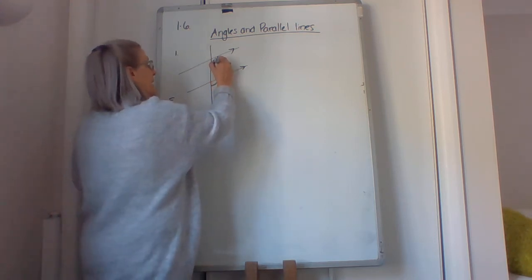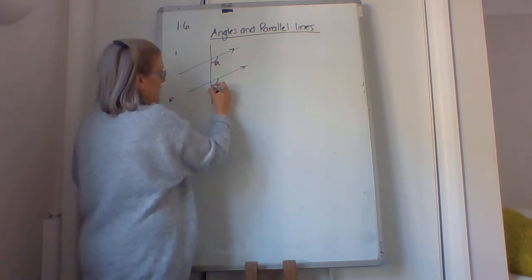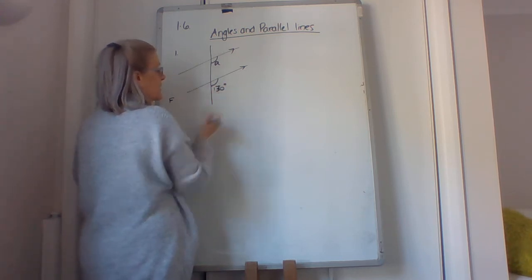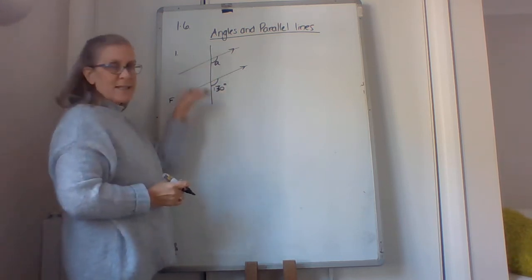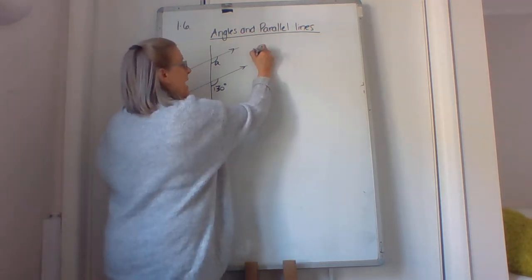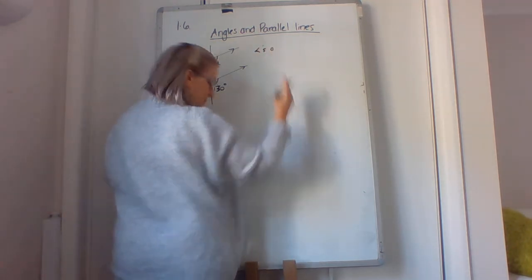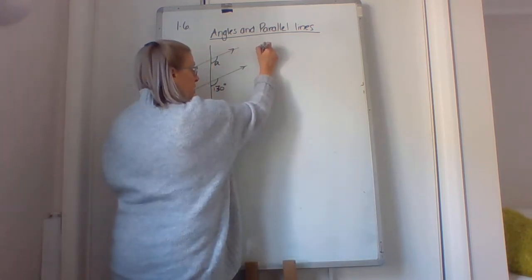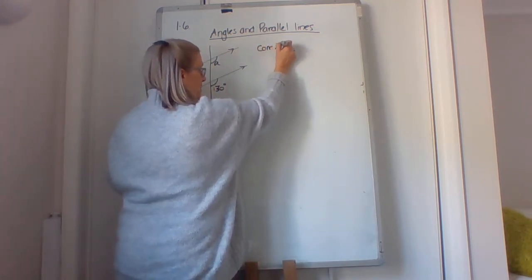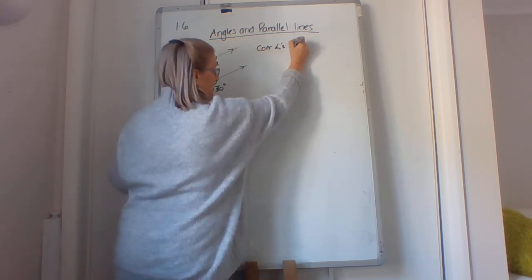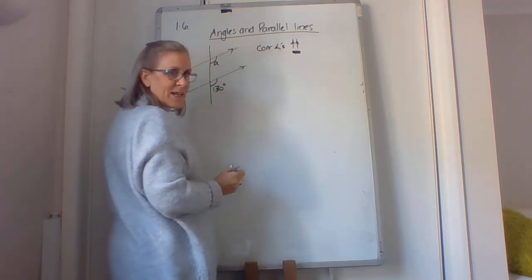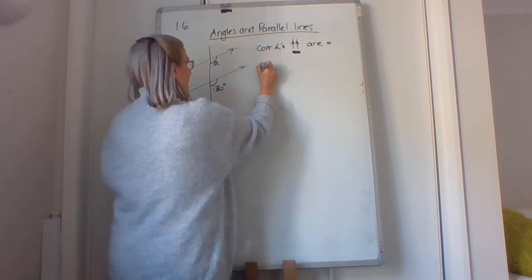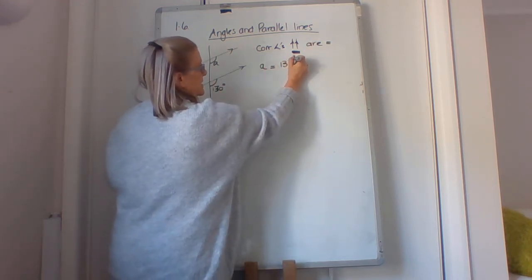So this one here is the same as this one here. Well, that's definitely not 170. Let's make it 130. All right, so those 2 are the same. And the reason is, first we put the reason: corresponding angles on parallel lines. And this is the important part, right? We must have this: are equal. All right, so therefore A equals 130 degrees.